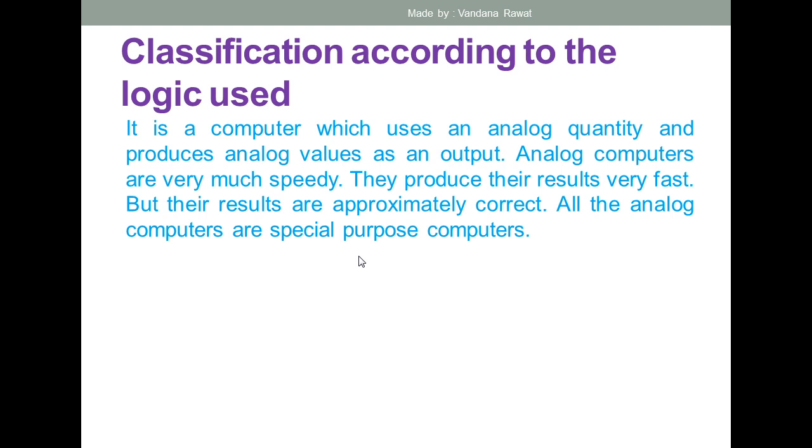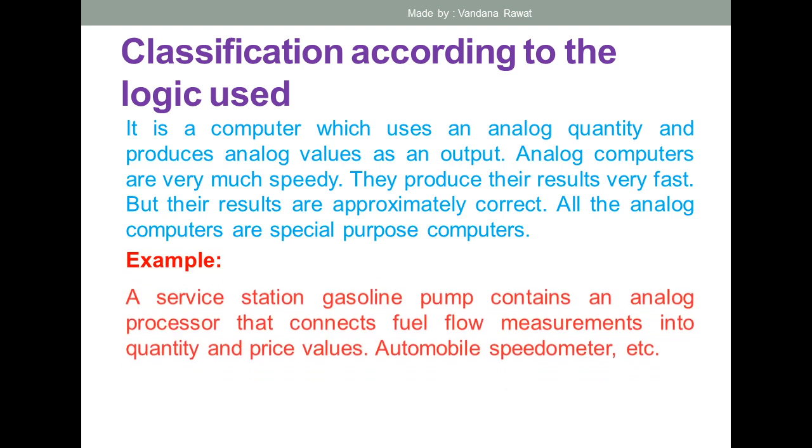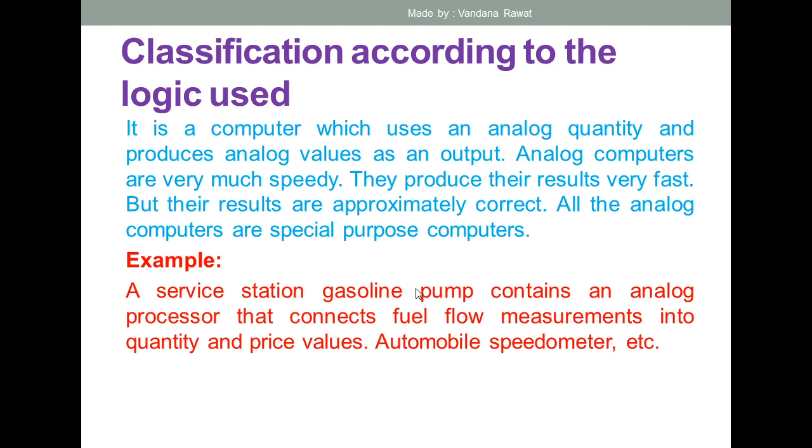All the analog computers are special purpose computers. How can you say it is a special purpose computer? Let us take an example. At a service station, a gasoline pump contains an analog processor. Here we are taking the example of a petrol pump, where one analog processor is fixed and it converts the fuel flow measurement into quantity. It also shows the price values according to the flow measurement of the fuel. So this type of processor is one example of an analog computer.